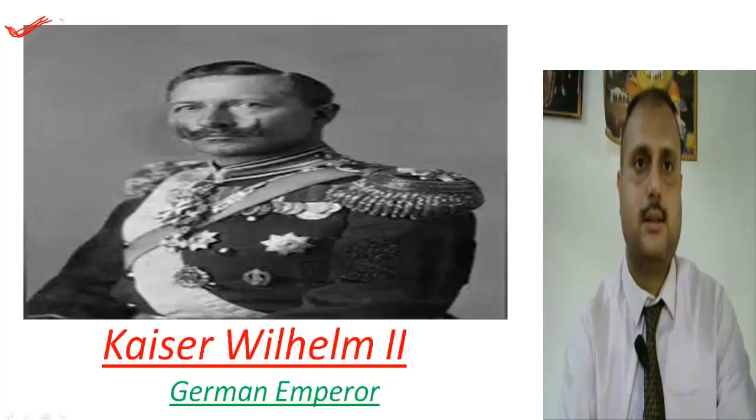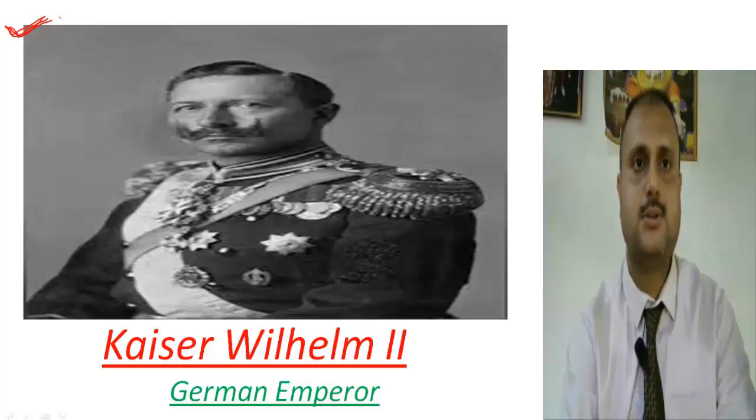He used to say that Germany had the power to conquer the whole world. He wanted to capture the whole world. And that is why he started his imperialistic design over his adjacent territories as well as over Africa, the continent of Africa.